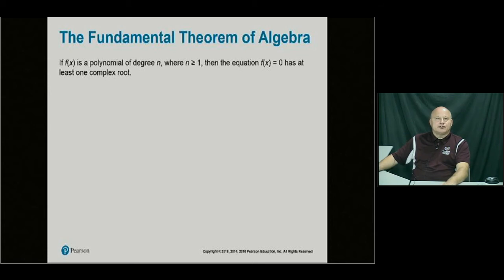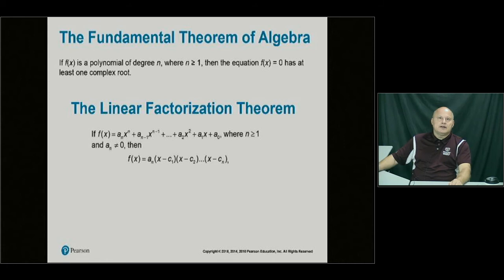The fundamental theorem of algebra. If f of x is a polynomial of degree n, where n is greater than or equal to 1, then the equation f of x equals 0 has at least 1 complex root. What that basically is saying is if you don't have real coefficients, if there is a coefficient that is imaginary or complex, then you're guaranteed to have one complex zero. That's basically what it's saying.